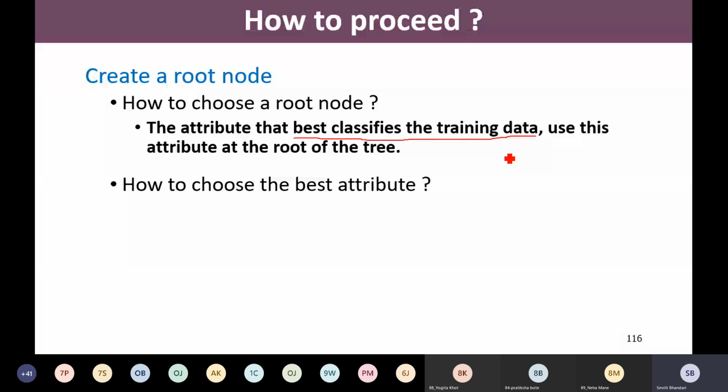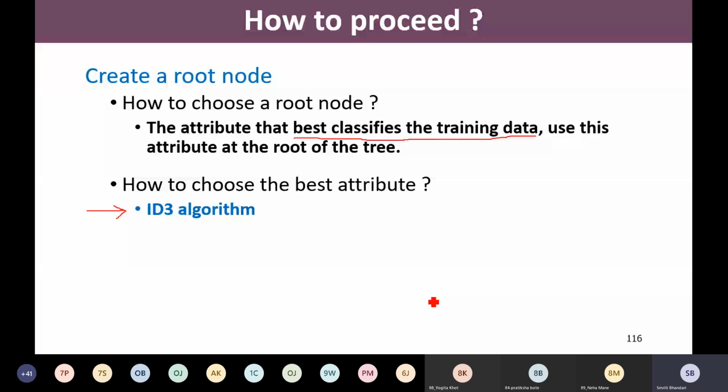Now, what we mean by best classifies the training data? So how to choose the best attribute? We need to pick the best attribute that best classifies the training data. But how to choose that best attribute? To choose it, we are going to discuss one algorithm, the most popular algorithm known as the ID3 algorithm for decision trees. Let us discuss this algorithm, and we are going to apply it to come up with the solution for our problem.